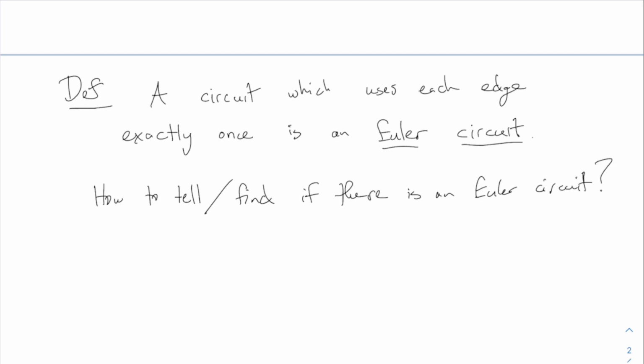This is a typical homework or test question. I give you a graph. You tell me, is there an Euler circuit or not? And if your answer is yes, then can you actually show me how to do it? Show me where it is. All right? This is the big question.